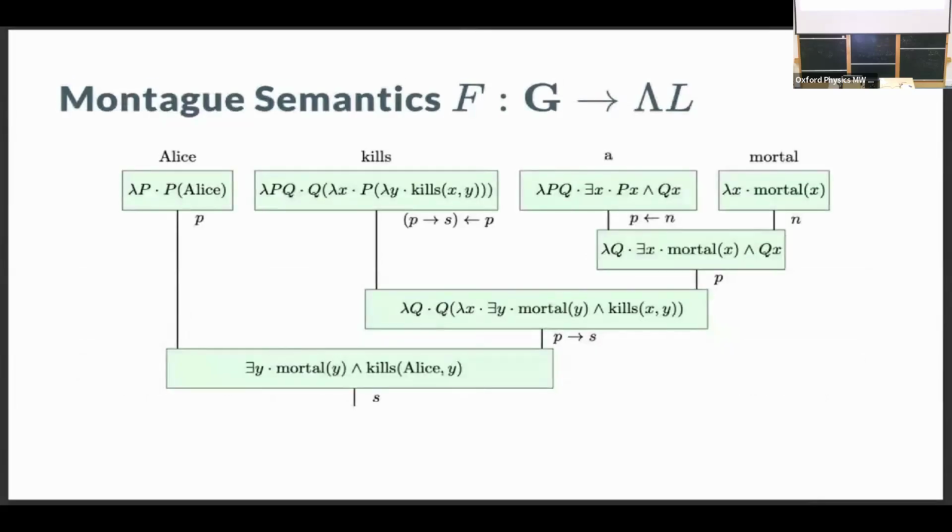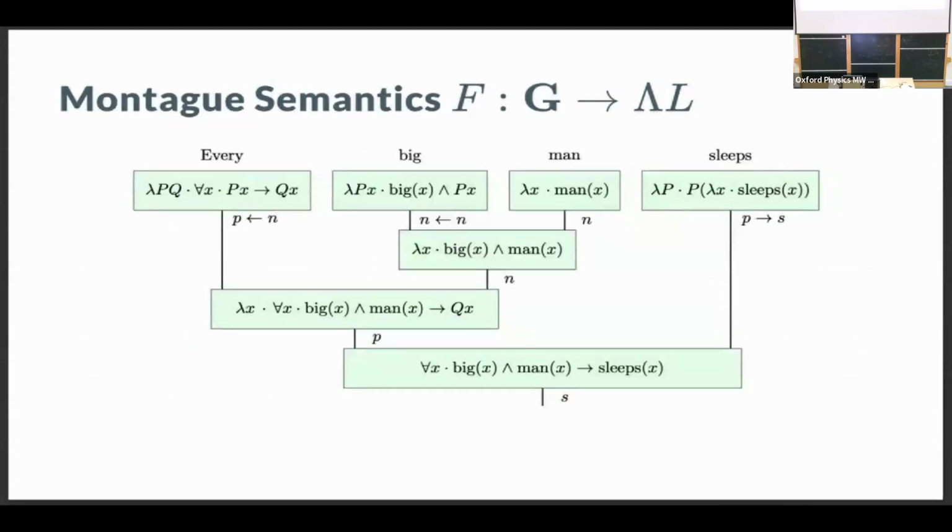And I guess an example would be you start from Alice kills a mortal, you parse it, and then you've got at each node the type for the subtree, and inside the node you've got the lambda term that corresponds to it. At the very end you get the formula for the sentence. Another example here introducing a conjunction.